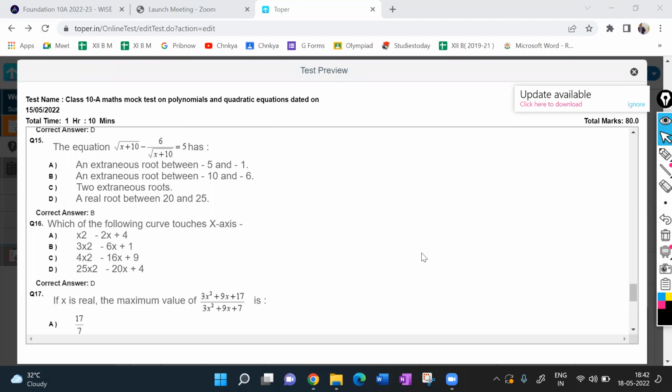What do you mean by extraneous roots in mathematics? What do you mean by extraneous root in mathematics? Sir, it is like we square an equation to find an answer. Okay. Yes, any other? Who said that answer, squaring on both sides? Okay, good.